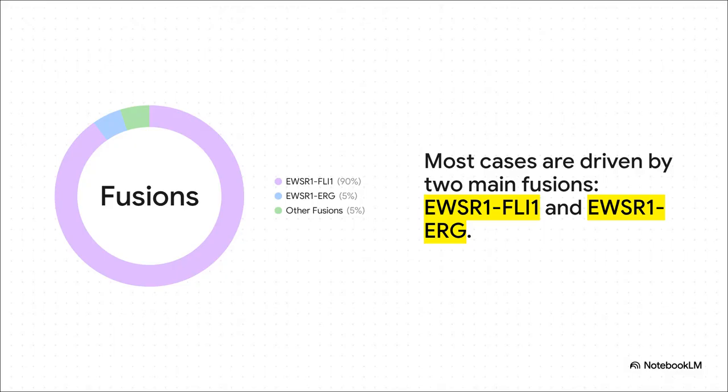This chart breaks it down perfectly. The vast majority of cases, we're talking 90 to 95%, are driven by that EWSR1-FLI1 fusion. The next one up is EWSR1-ERG, but don't ignore that little slice at the bottom. A small number of cases have other, rarer fusions, and you need to know that they exist.